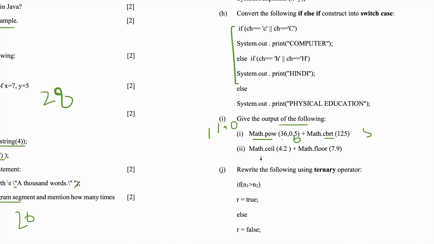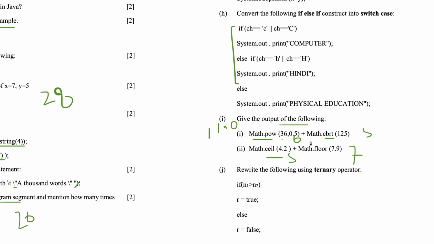For the second, it is Math.ceil plus Math.floor. So now ceiling and floor give you the next and the previous whole number values respectively. You can relate this by standing in a room. When you stand in a room, there is a ceiling and there is a floor. So ceiling is basically the next whole number value, floor is the previous whole number value. So the ceiling for 4.2 is going to be the next whole number value, which is going to be 5. Math.floor(7.9) is going to be the previous whole number value for 7.9, which is going to be 7.